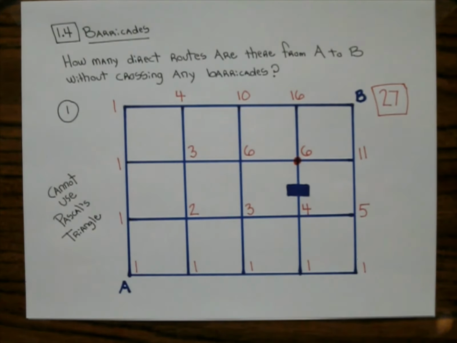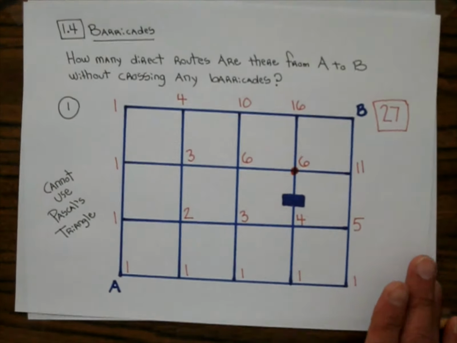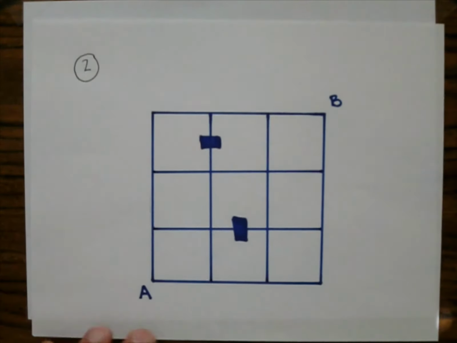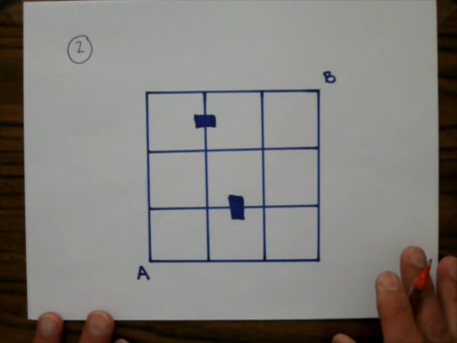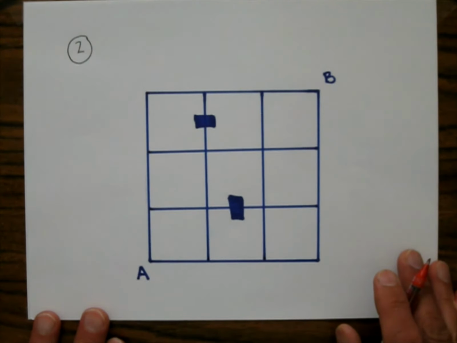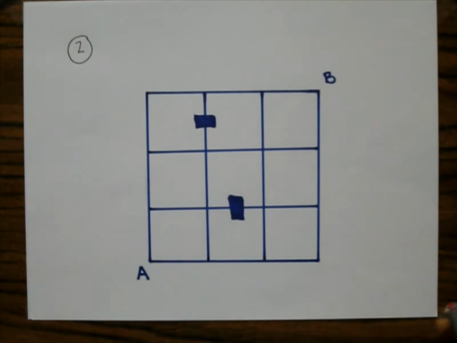Now, I know if I were seeing this for the first time, I would like the teacher to do a few examples and make sure I feel comfortable with this. You have 14 of these types of problems in your homework, and once it clicks, you'll see that these problems don't take that long. Okay, let's take a look at problem number 2. I'm not writing the instructions each time, but the instructions are how many direct routes are there from A to B without crossing any barricades. How many barricades do we have in this problem?